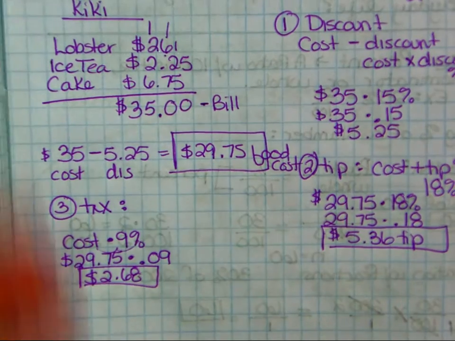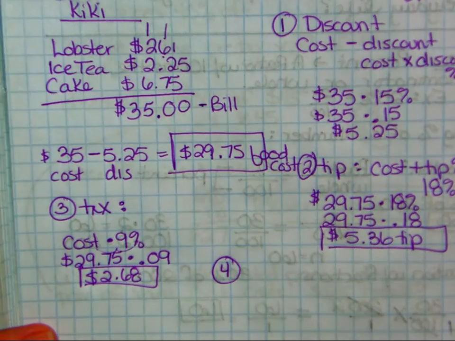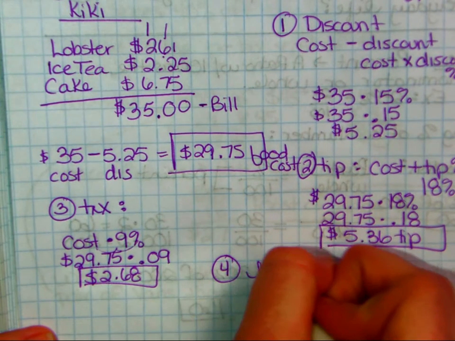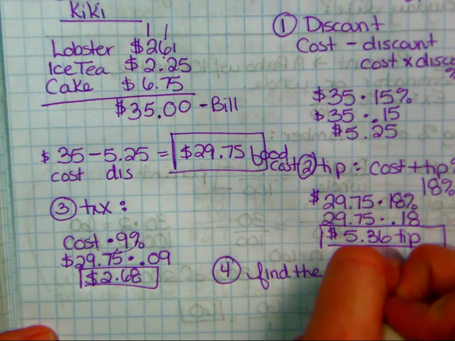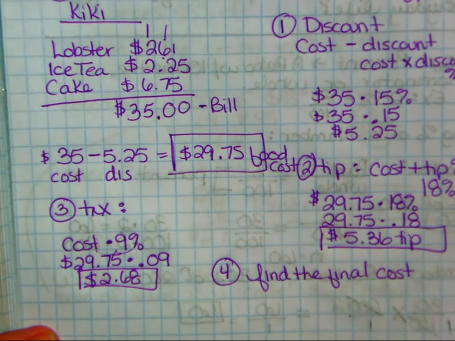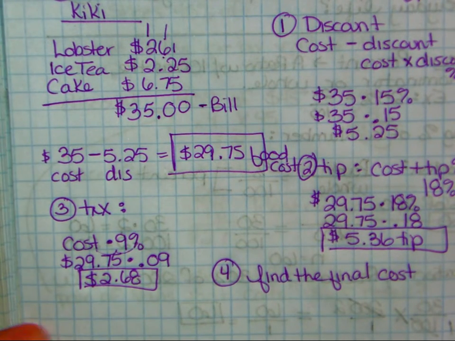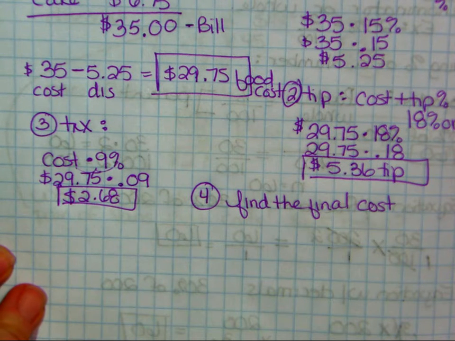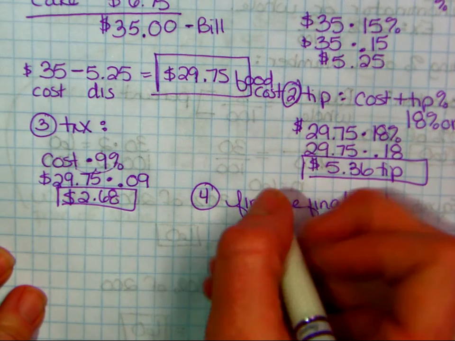All right. We're now ready to find the final cost. Who can help me with that? Who can help me find the final cost? Think about what we need to apply. What are the things that we've found that we need to apply in order to get our final cost? Daphne. You have to add. We need to add. You're going to add what?